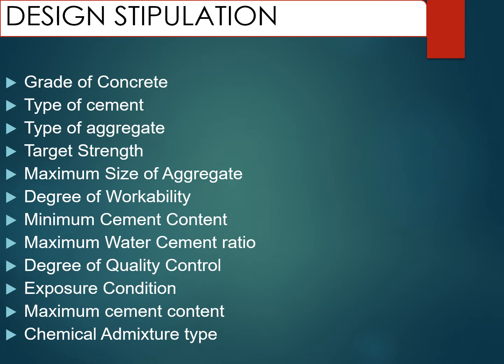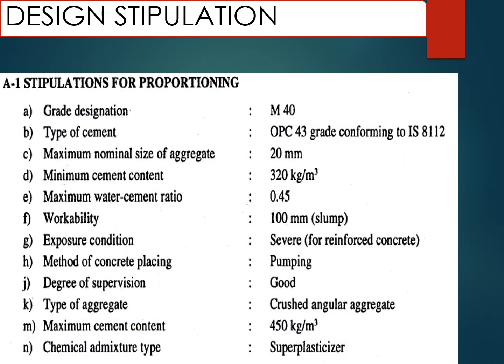Then the workability requirement, one should know before designing the concrete, the minimum cement content, the maximum water cement ratio, the degree of quality control one can exercise in order to produce or use the concrete, the exposure conditions where this concrete is required, maximum cement content, and chemical admixture types. So this is the information which normally one will get in order to start the design mix of concrete.